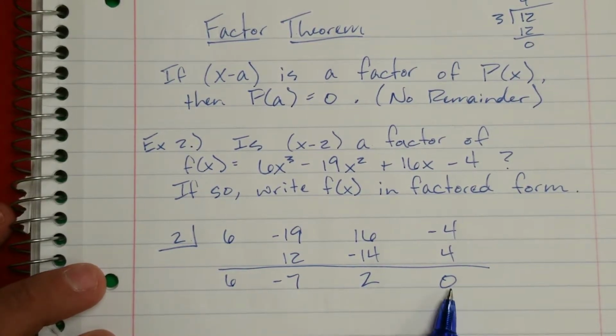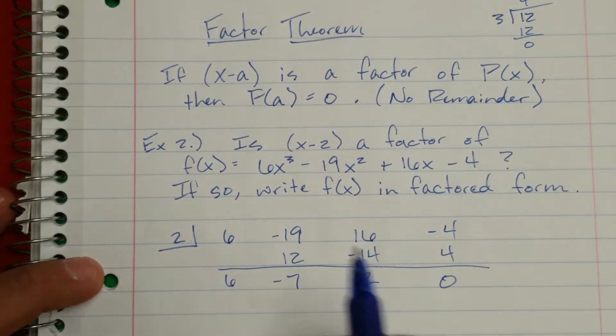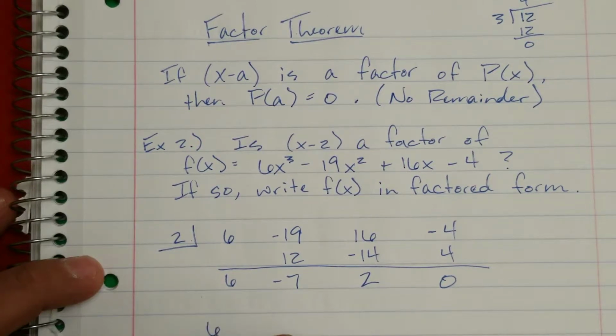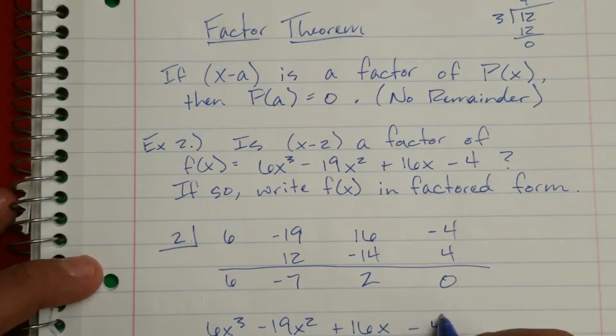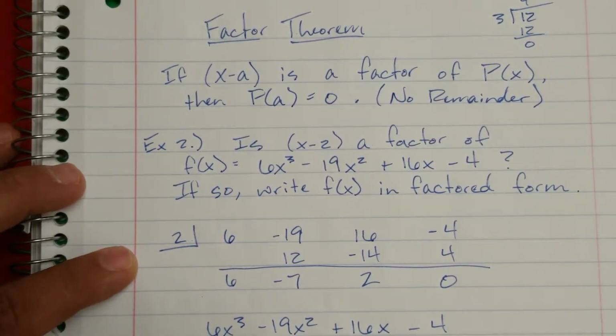So because we get 0 as our remainder, that means that, yes, x minus 2 is a factor. Okay, it goes into it evenly with no remainder. So now we can say that, let's start with the original. Let's say that 6x cubed minus 19x squared plus 16x minus 4. If we're going to factor that, now we can say that x minus 2 is a factor.